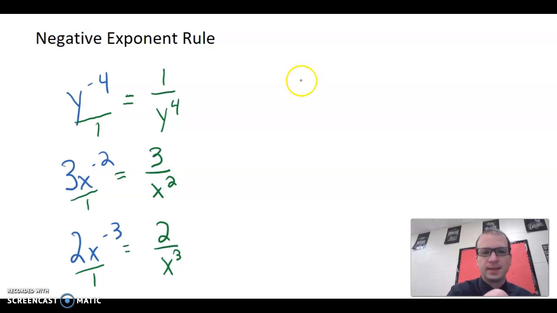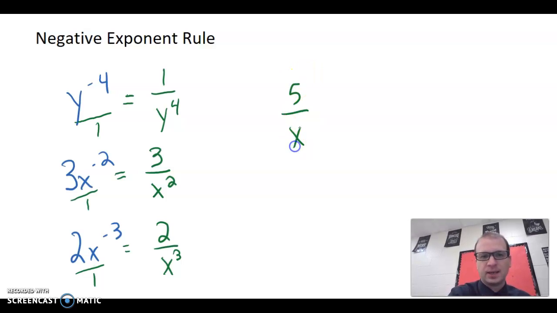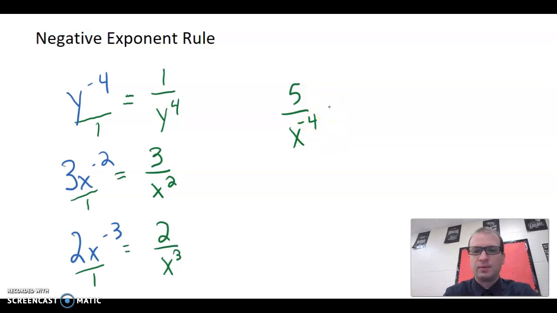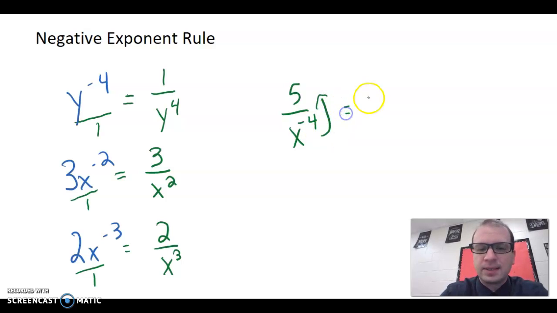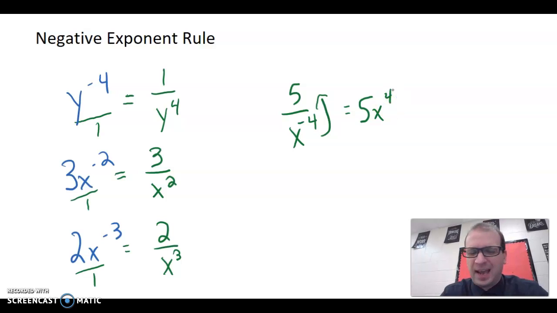If we had something like this, 5 over x to the negative fourth, because it's in the bottom part of the fraction, if we were going to use the negative exponent rule, we would move that up to the top, giving us 5x to the fourth. I wanted to show you that it doesn't happen that often. Usually when we have a negative exponent, it's already going to be in the numerator. We'll bring it to the denominator.